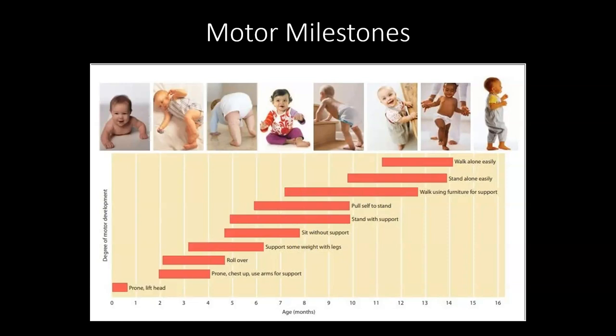Between 10 and 14 months, being able to stand alone, and between about 11 and 14 months, being able to walk alone easily. Now, the size of the bars here on this graphic show that there are individual differences. Some kids hit their milestones a little later, some kids a little earlier, and whether they hit them early or late depends on a whole bunch of factors. Some are genetic, some are environmental, most are an interaction between the two.